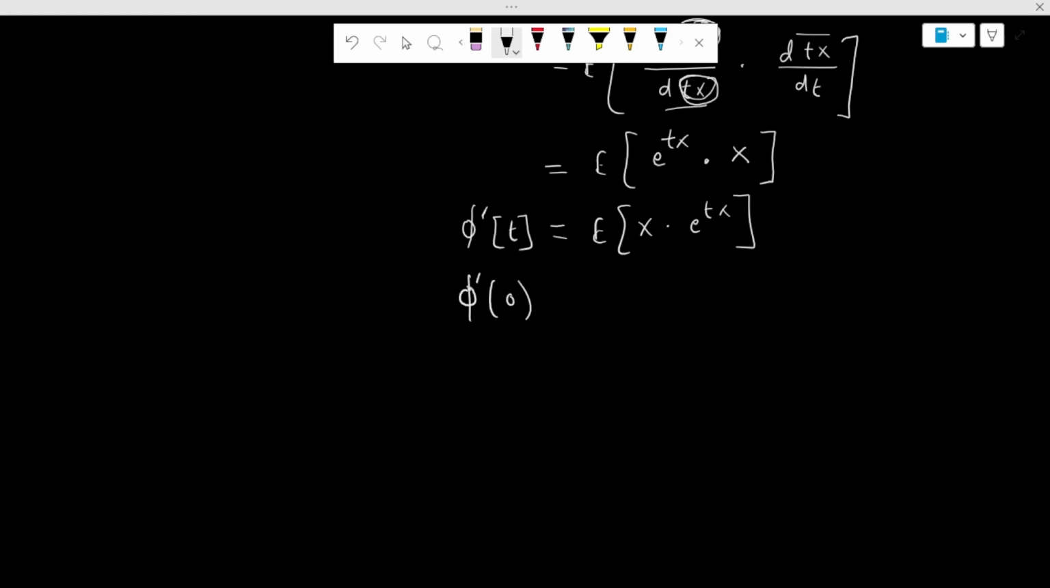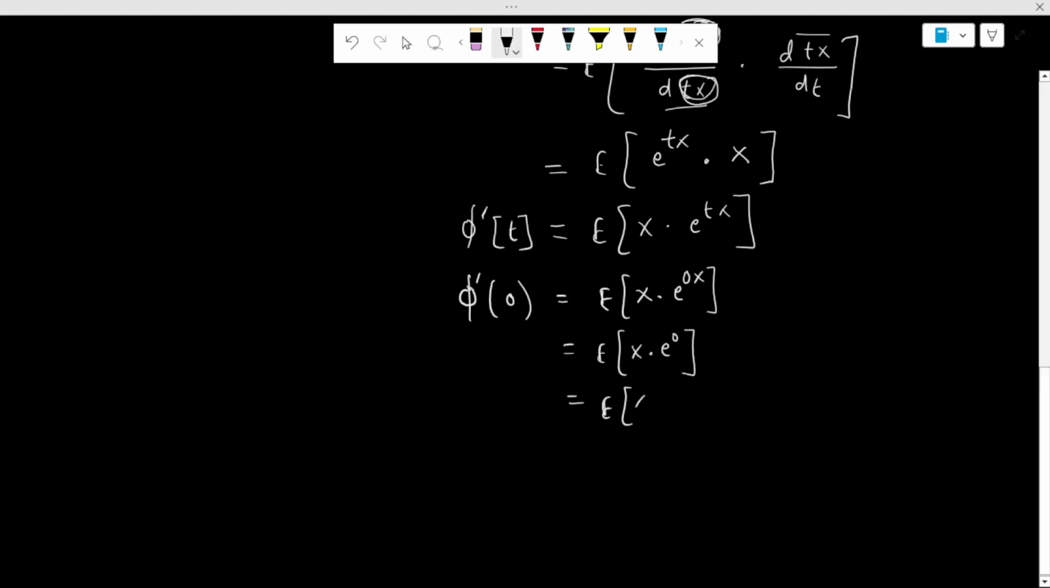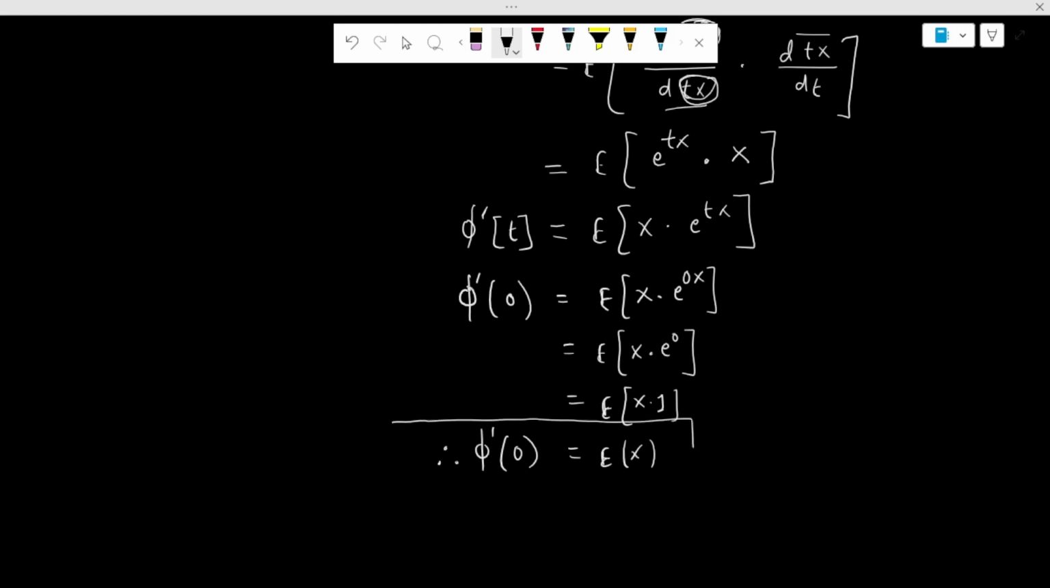If we evaluate the first order derivative when t is equal to 0, we are going to get the first moment: x into 1, which is equal to the expectation of x. So by taking the first order derivative of our moment generating function and evaluating it at 0, we get the first moment of the random variable. This is equal to mu. The expectation of x is equal to mu x.